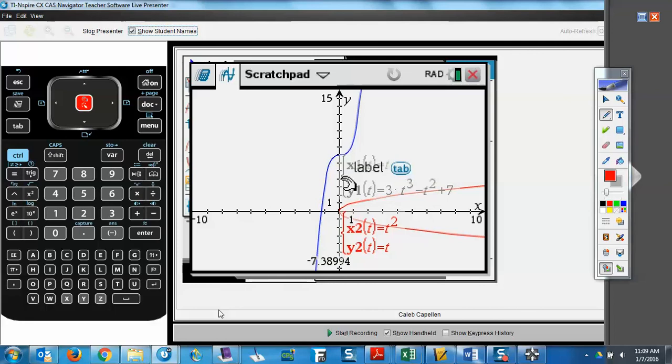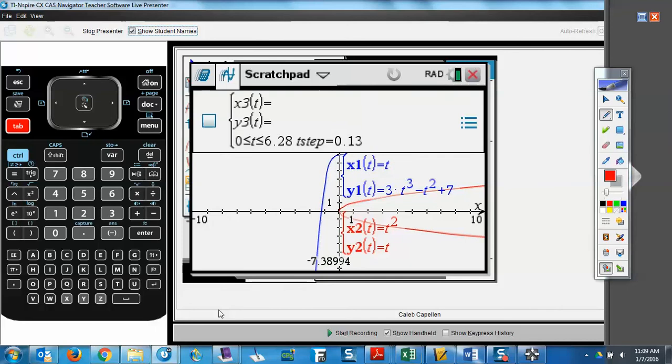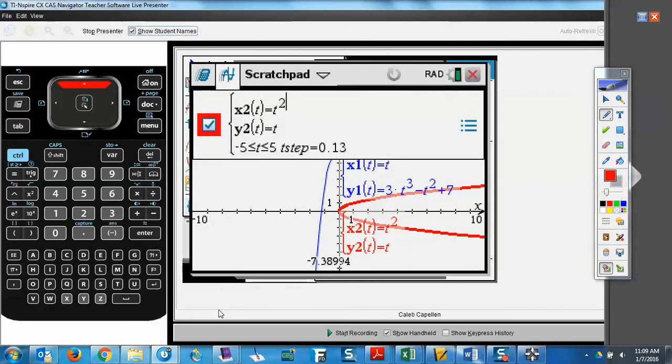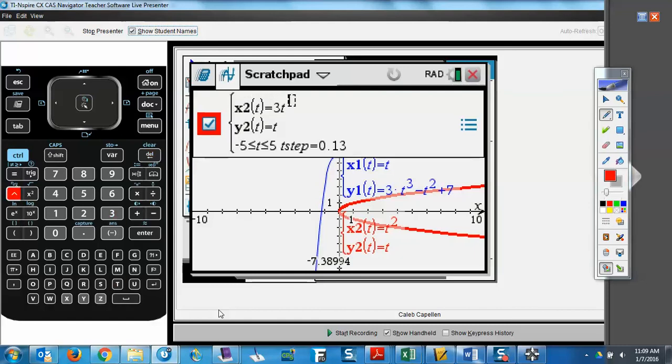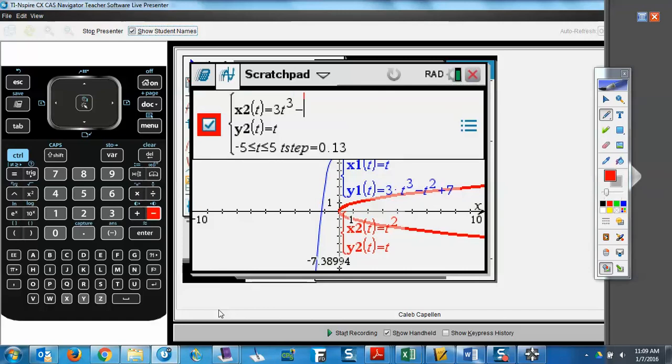So let's go tab up there to Y2. How do we do the inverse of that? What are we going to put on this line? No, the top line. Or we're just going to interchange it now, Caleb. So what do we have? 3t cubed minus, right, and that was that. Hit enter.